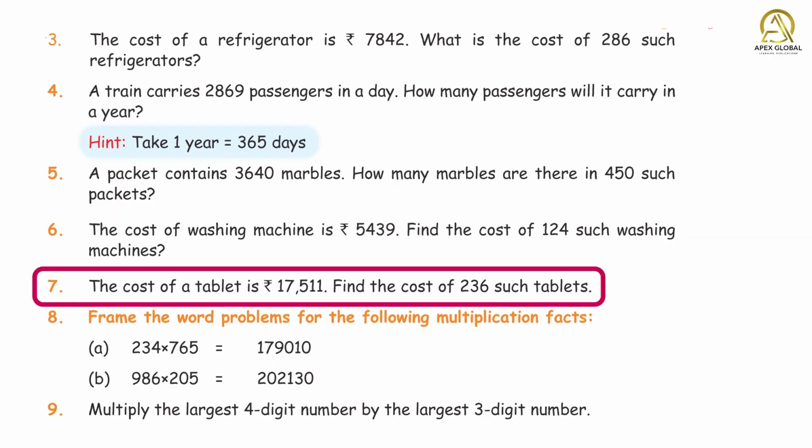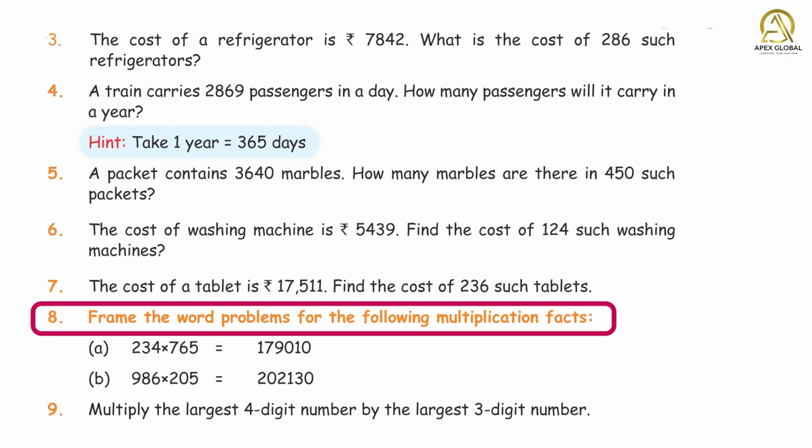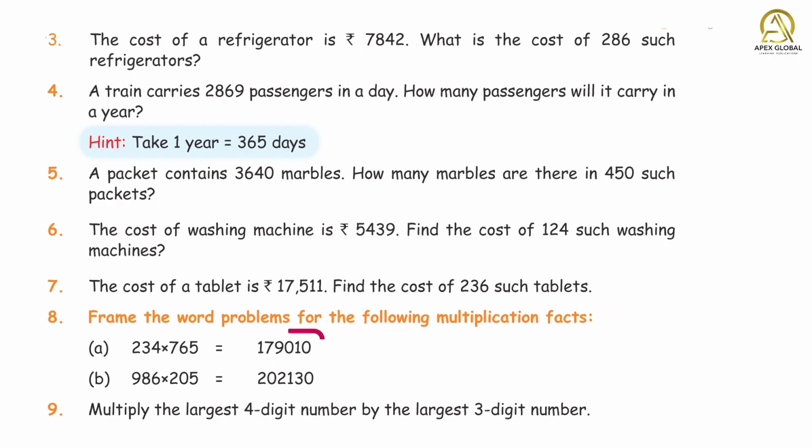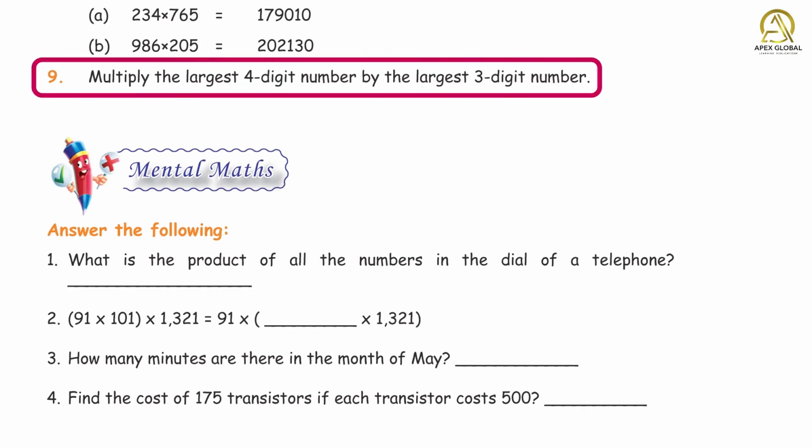7. The cost of a tablet is rupees 17,511. Find the cost of 236 such tablets. Answer: 4,13,02,596. Question 8. Frame the word problems for the following multiplication fact. A. 234 into 765 is equal to 1,79,010. B. 986 into 205 is equal to 2,02,139. Multiply the largest 4-digit number by the largest 3-digit number.